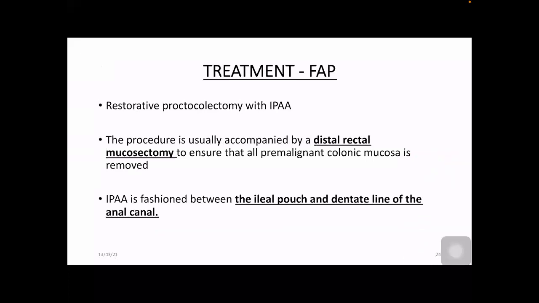So for treatment of FAP, always remember the entire colon and the rectal mucosa is at risk of malignant transformation. Therefore, you can't keep that, and it's a 100% risk for conversion into a colorectal malignancy. Therefore, you have to take out the entire colon and rectum along with the anorectal mucosectomy. Therefore, restorative proctocolectomy with ileal pouch anal anastomosis is the surgery for FAP.